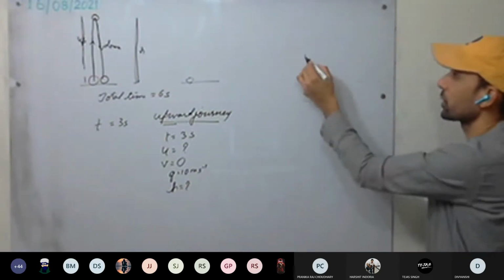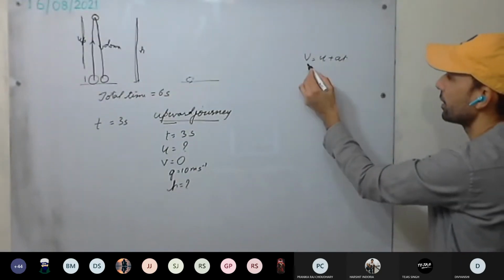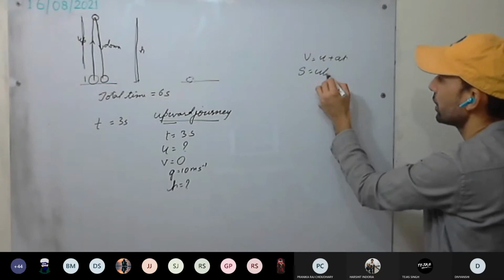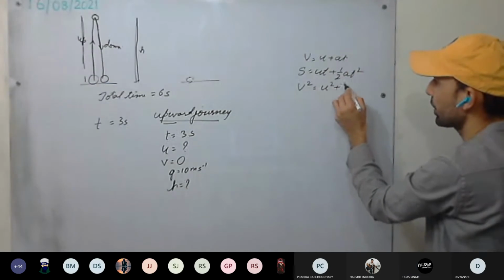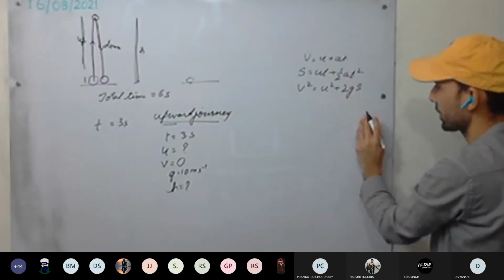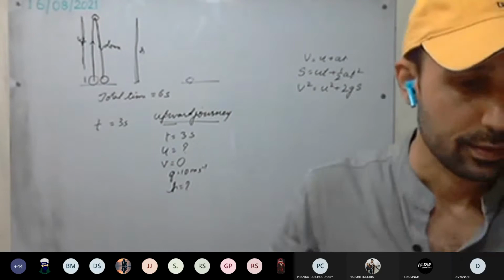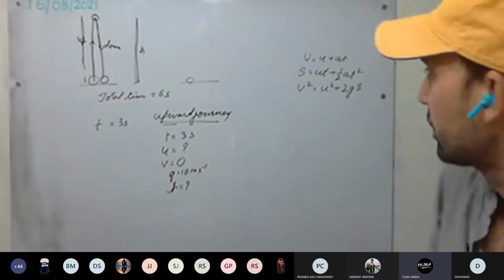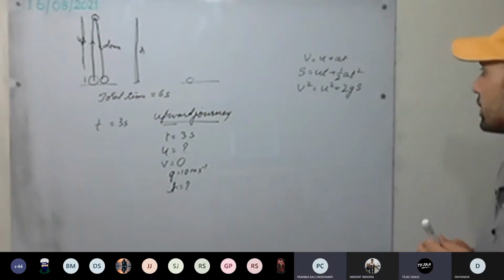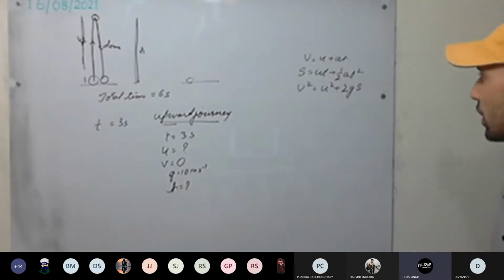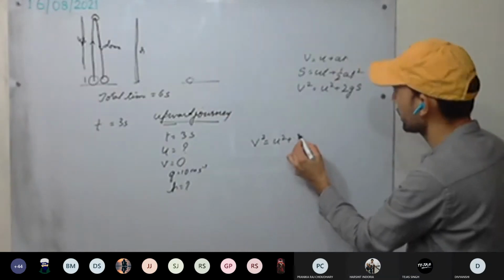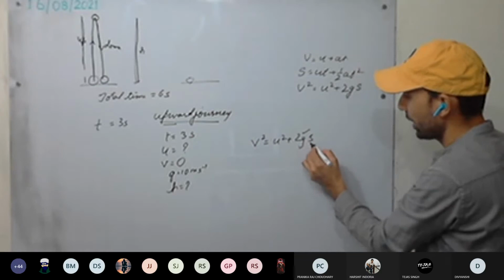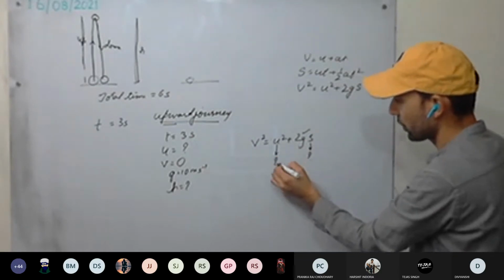Which formula are you going to use? v equal to u plus at. Second, s equal to ut plus half at square. Third, v square equal to u square plus 2gs. Which will you use? Sir, third. Okay, third. We have g, but we do not have h.